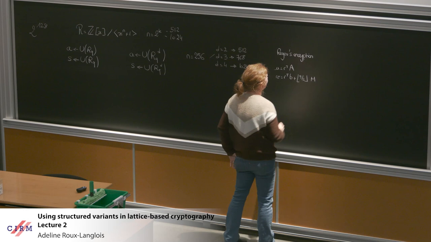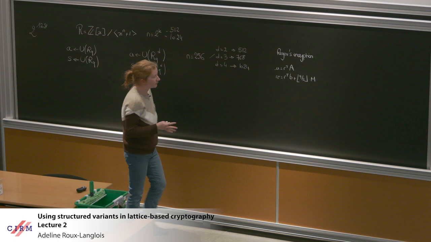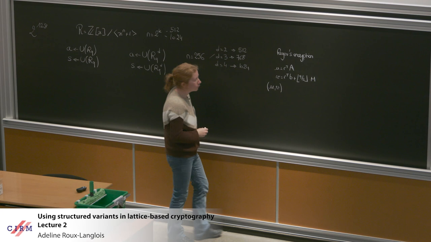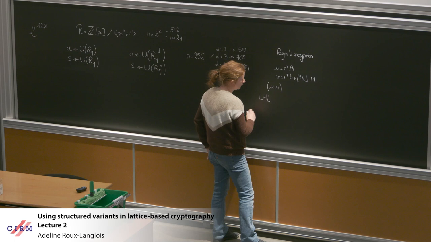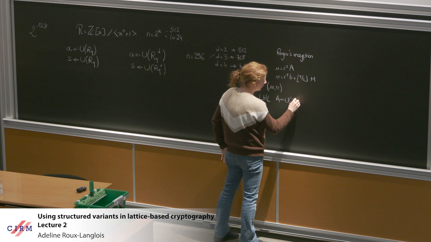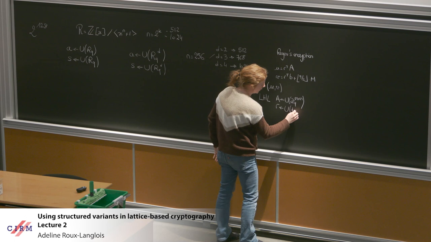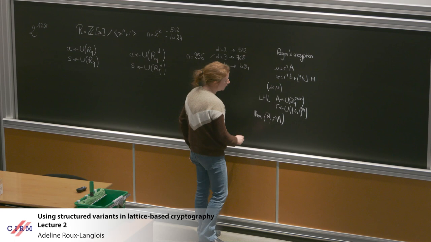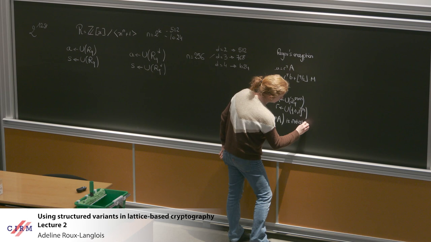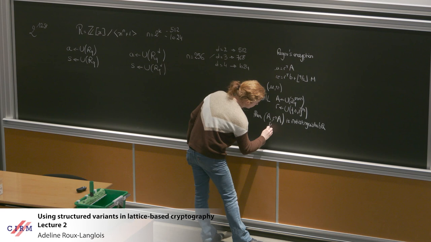And I told you the security of an encryption scheme is that UV should be indistinguishable from a uniform element. And it works because we have what we call the leftover hash lemma, saying that if you take R uniform in Z_q^(m×n), and R uniform binary, then R times A, knowing A, is indistinguishable from uniform.